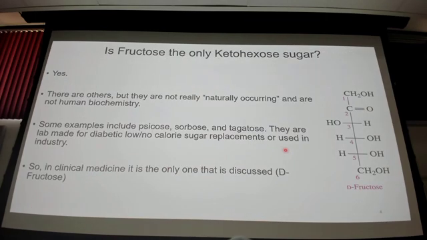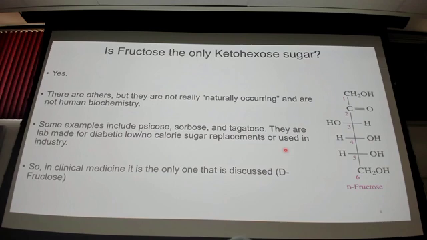Okay. And someone asked about fructose being the only ketohexose. Yes and no. There are other ketohexose sugars, but they are not naturally occurring, and they're not in biochemical pathways. They are generated in a lab, and they're used for no-calorie sugars for diabetes, or they're used in industry for other uses. So D-fructose is the only ketohexose sugar that we study.